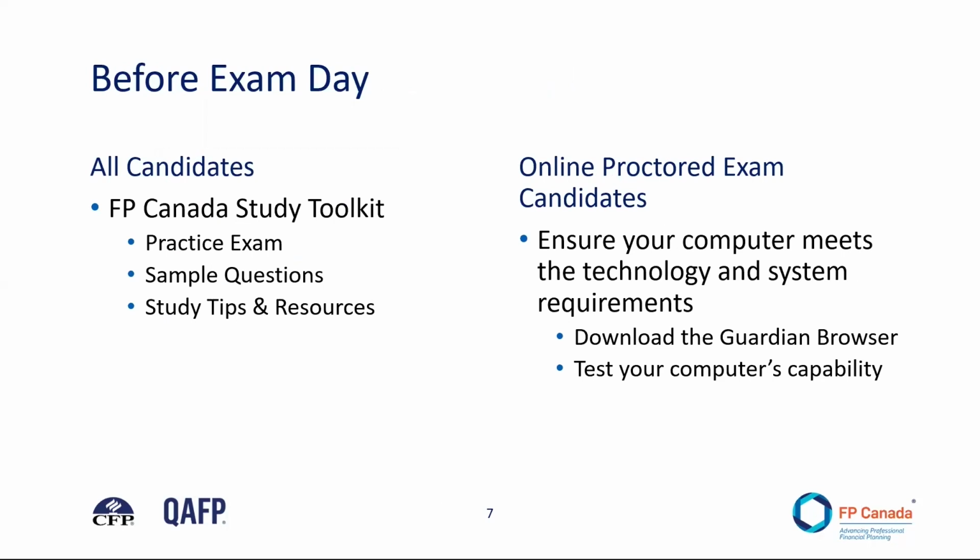For candidates taking an online proctored exam, as we've already mentioned, you must ensure that your computer meets the technology and system requirements. This includes having a functioning microphone and web camera, a compatible internet browser, which is the Guardian browser, a compatible monitor, and a compatible operating system. It is also recommended that you use a personal computer for the examination. If you are using a corporate computer, that is your work computer, you'll want to review the additional guidance found on FP Canada's online proctored exam page to ensure your computer can install programs. Note that there are no exceptions for these requirements, and candidates are responsible for testing their technology and system requirements in advance of exam day.